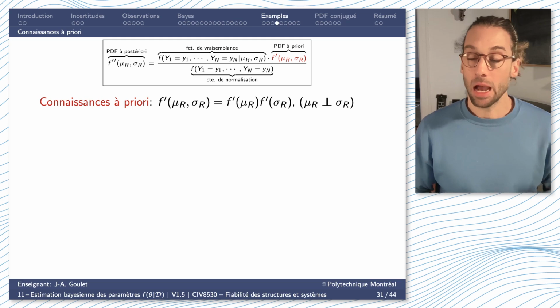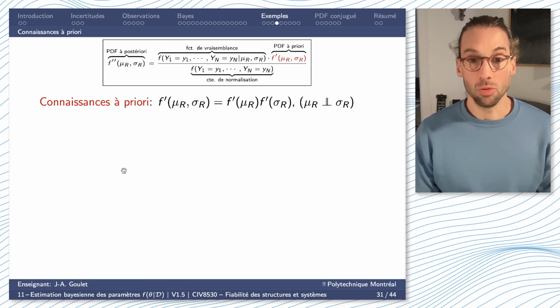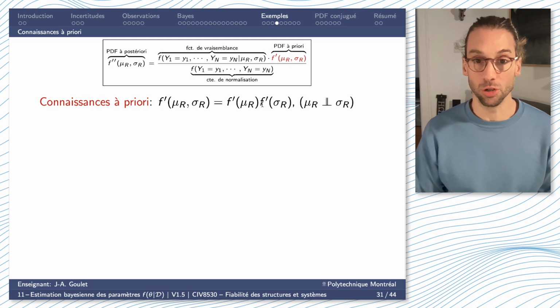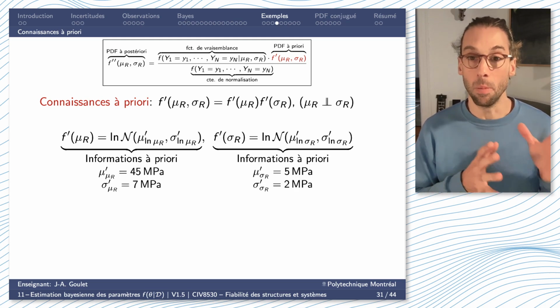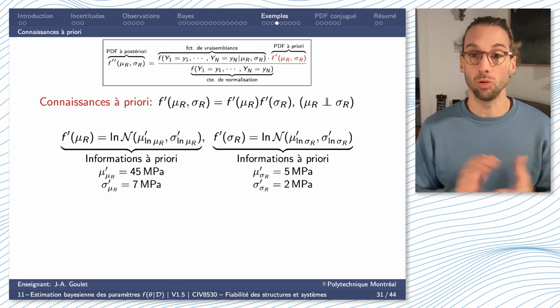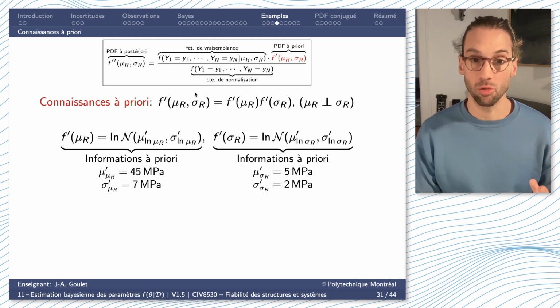So if we define my prior density for mu R and sigma R, assuming that our knowledge for mu R and sigma R is independent, I can take the product of the marginals for the two, where mu R and sigma R are both described by log normal random variables, where my prior information is that the mean for mu R is 45 and the standard deviation for mu R is 7.